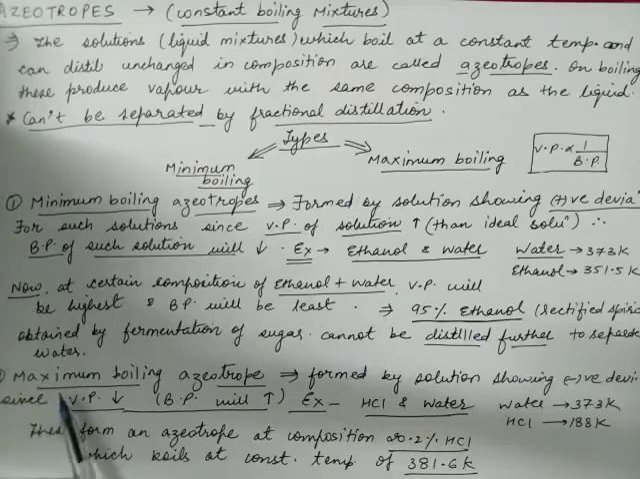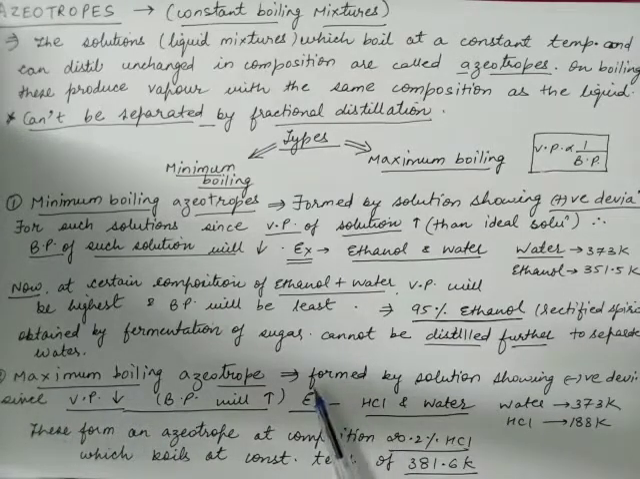Now the second is maximum boiling azeotrope. It is formed by solution showing negative deviation. Since the solution shows negative deviation, the vapor pressure of the solution will decrease, and therefore such solutions will have more boiling point than expected from ideal behavior, and that's why they are known as maximum boiling azeotrope.